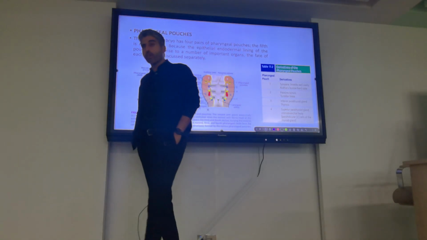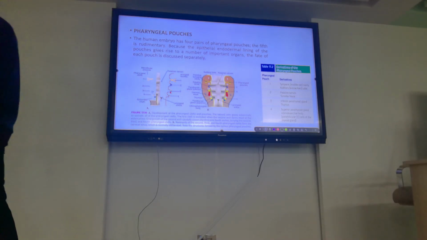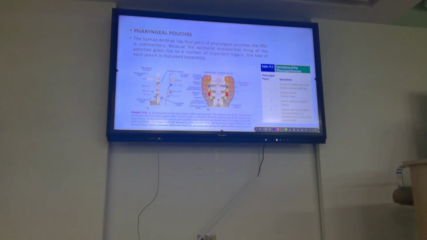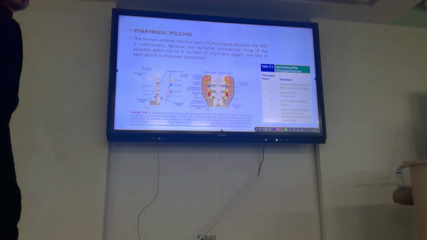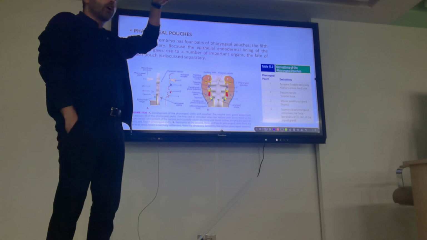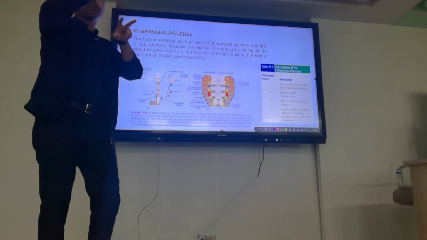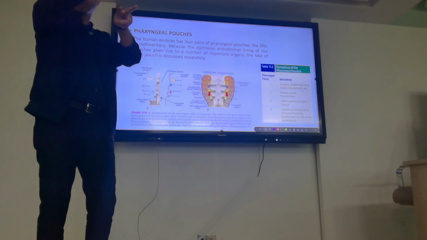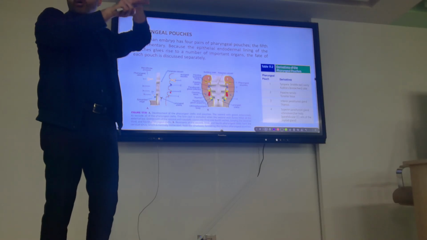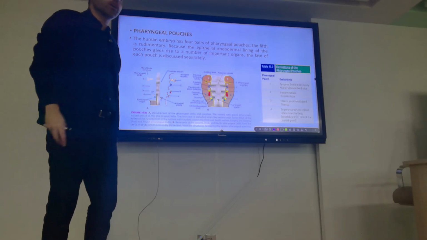The third pharyngeal pouch makes the inferior parathyroid gland. You know that behind the thyroid gland, we have 2 superior parathyroid glands and 2 inferior parathyroid glands. The inferior parathyroid glands are made by the third, but the superior are made by the fourth. It's opposite. Don't confuse. The inferior is pouch number 3, but the superior is pouch number 4.